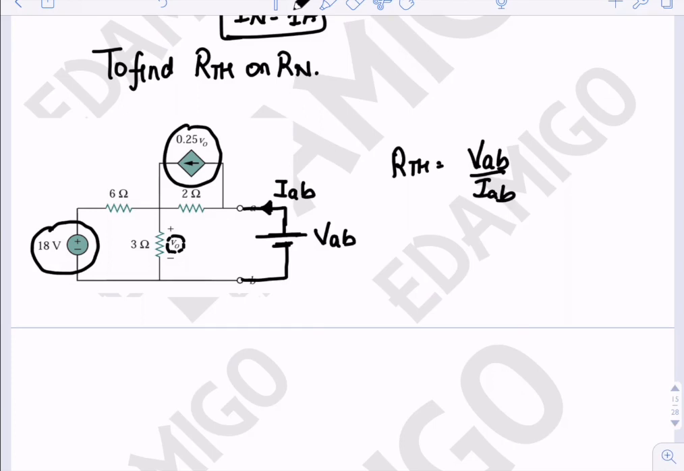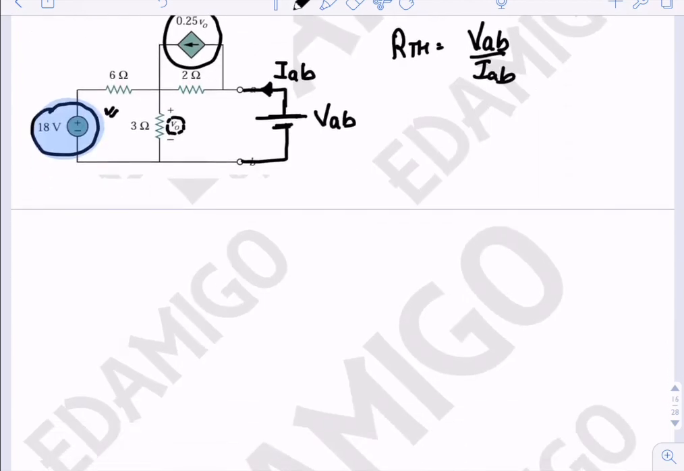But first of all, we have to remove this 18 volt source. The 18 volt source can be removed by short circuiting it, because it is an independent voltage source, so we have to remove it. Voltage sources are removed by short circuiting. So the circuit will become like this, because I have short circuited this 18 volts.